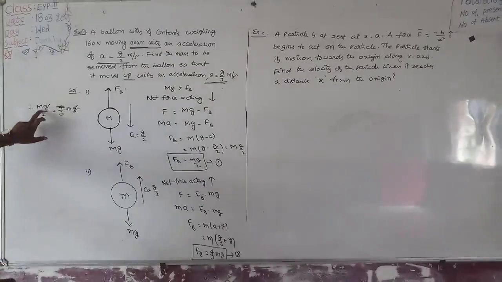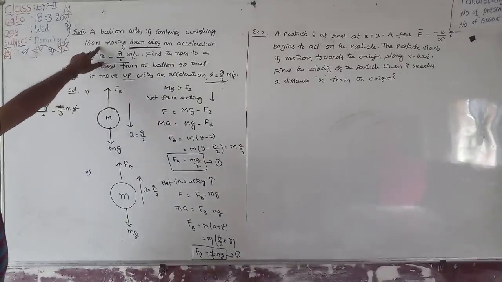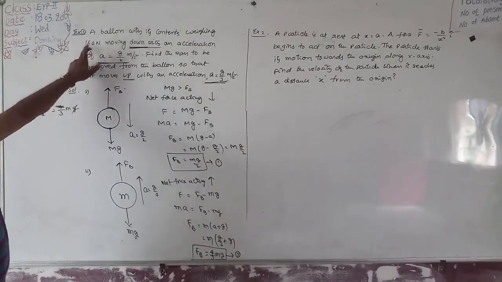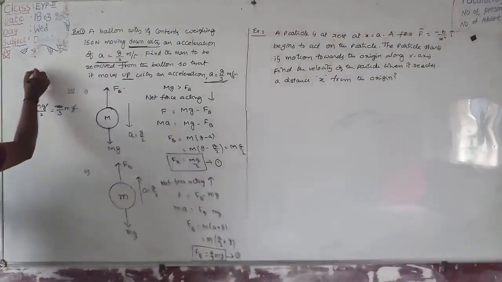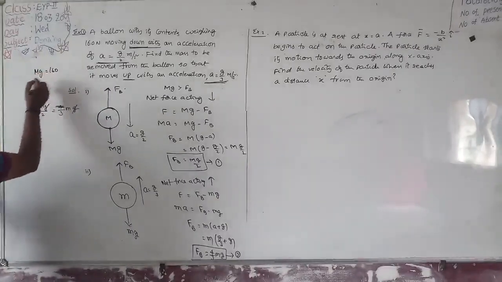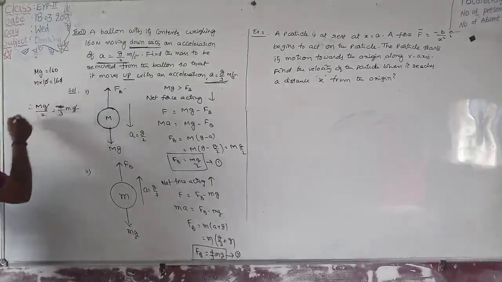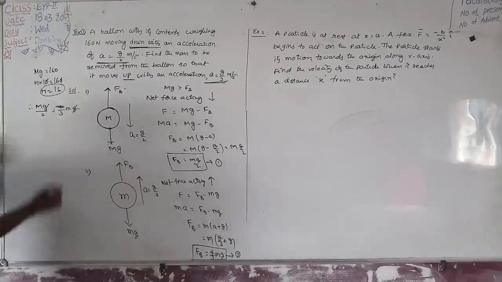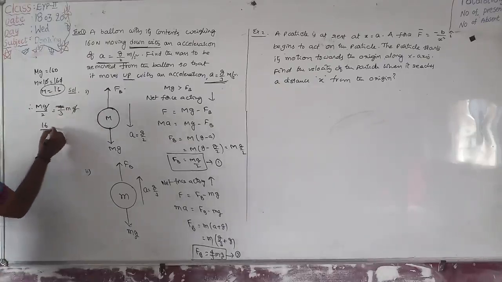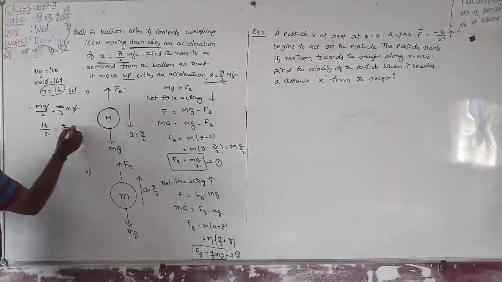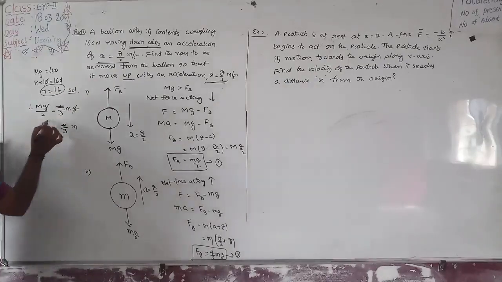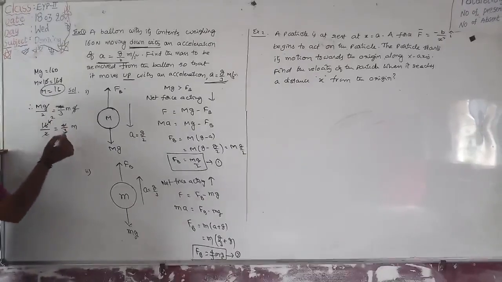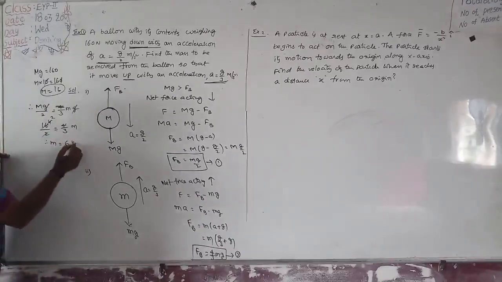What is the capital M initial mass? Initial weight is given. Weight is nothing but capital Mg. Capital Mg is equal to 160. Capital M into g, with g equal to 10, is equal to 160. Zero cancels. Then capital M is equal to 16 kilograms. Right? So 16 by 2 is equal to 4 by 3 into small m. 4 ones are 4, 2 ones are 2. Now small m is equal to 2 into 3, which is 6 kilograms.